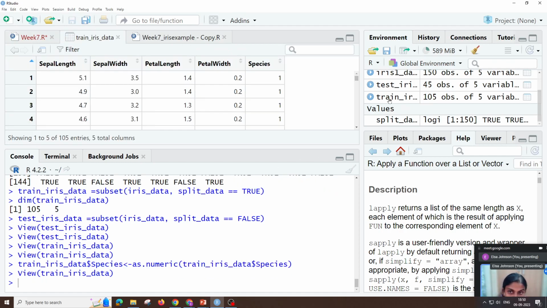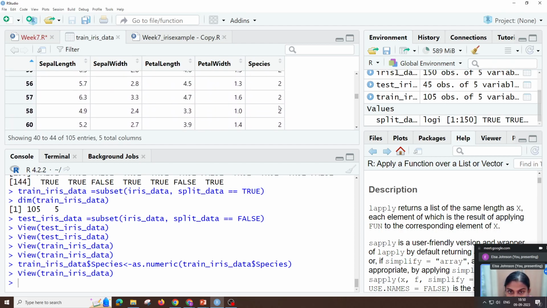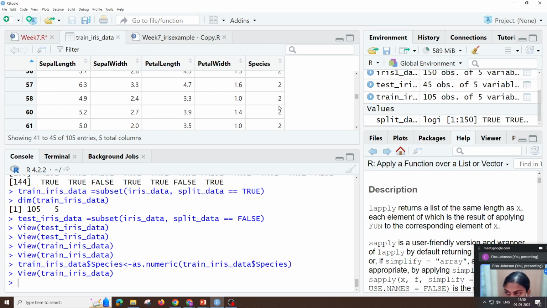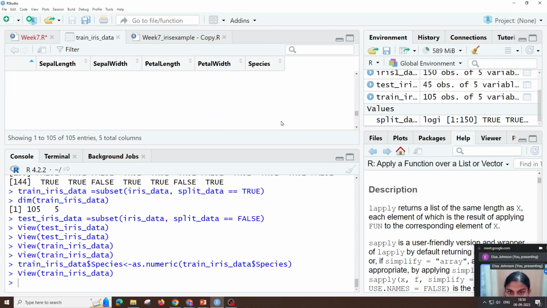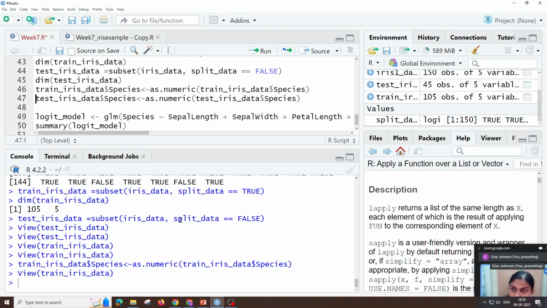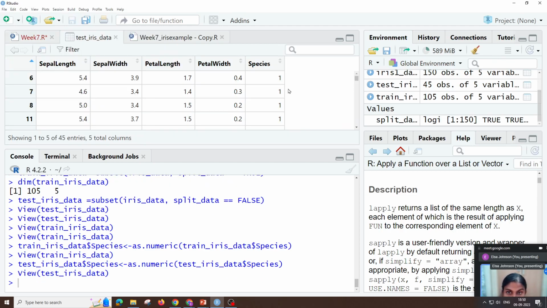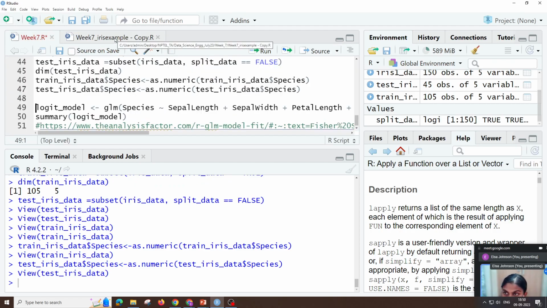Now see again train. Now you can see species has come like numeric with range 1 to 3. Wherever one particular class was there, it is 1, wherever setosa was there, then 2 and 3 will be coming. So all the 3 steps are done. Similarly for the test iris data, we are converting it to numeric. That also will be coming like 1, 2, 3. I hope it is clear till now.